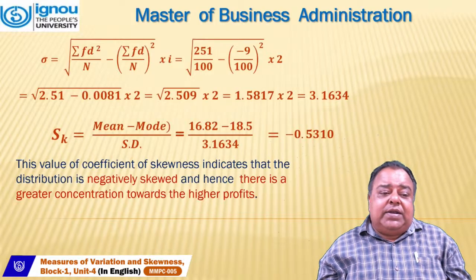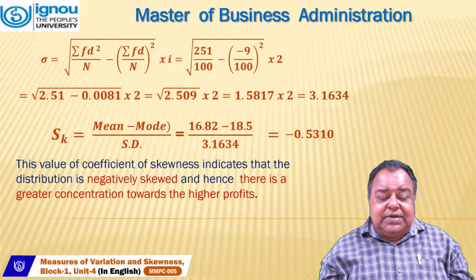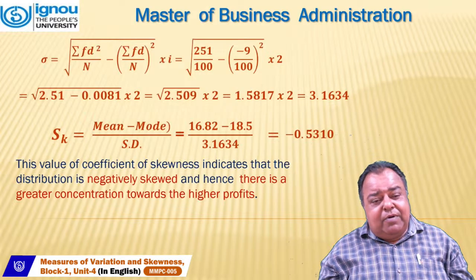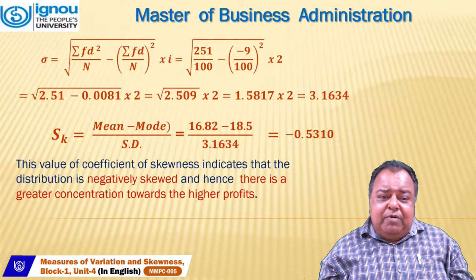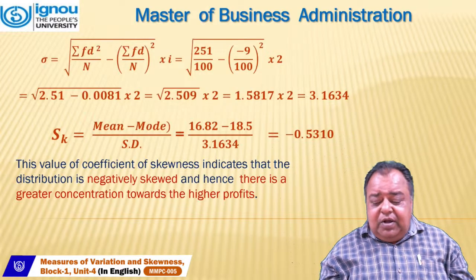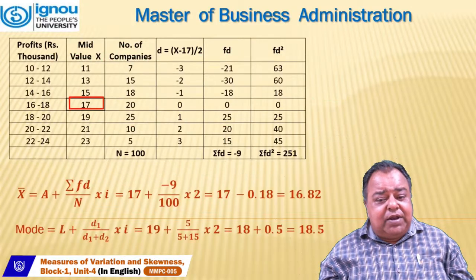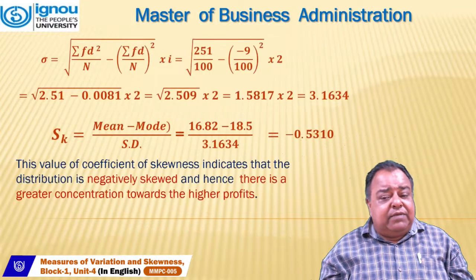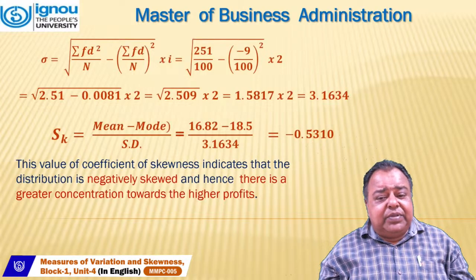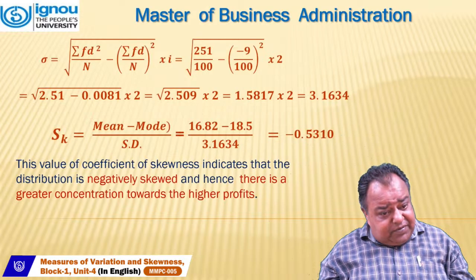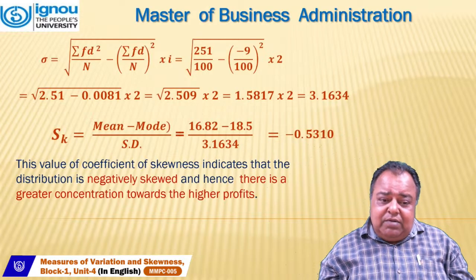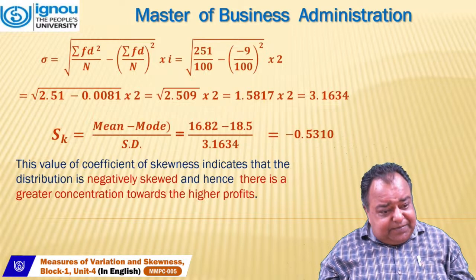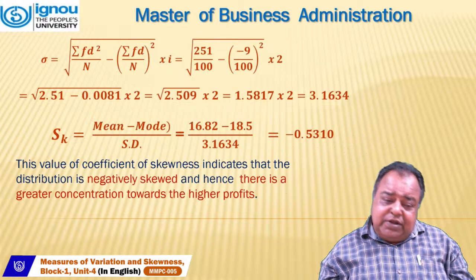Now we have to evaluate standard deviation. Standard deviation is the square root of summation FD square upon N minus summation FD upon N whole square, into I. All the values have been evaluated over here. We will just place them in the formula. And after that, we will get standard deviation as 3.1634.